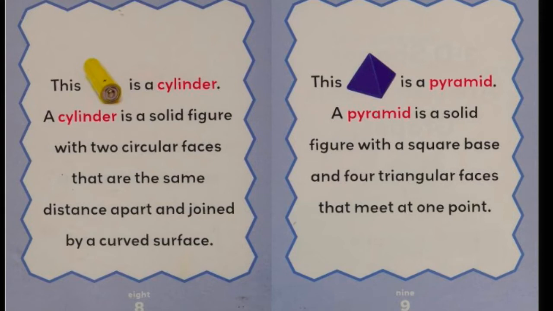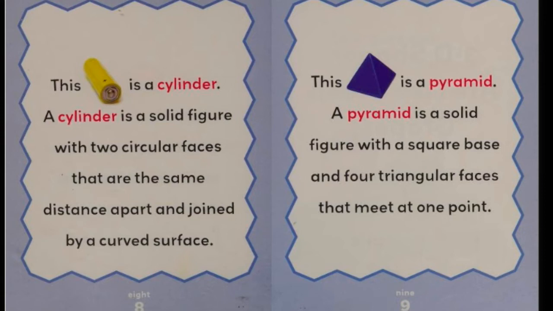This battery is a cylinder. A cylinder is a solid figure or a 3D shape with 2 circular faces that are the same distance apart and joined by a curved surface. So a cylinder has 2 circle faces and a big curve. Next, we have this purple toy as a pyramid. A pyramid is a solid figure with a square base and 4 triangular faces that meet at one point.